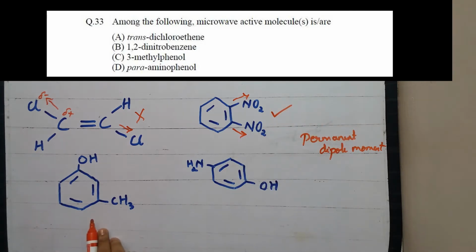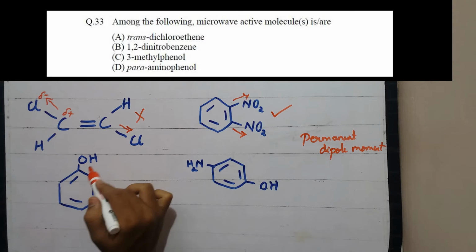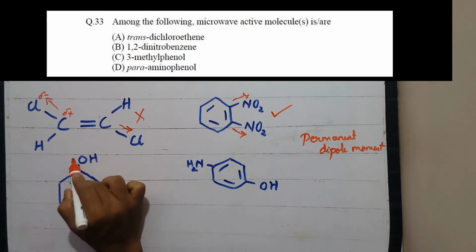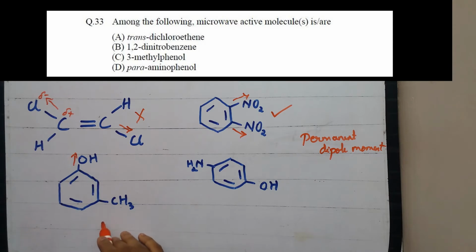Coming to this molecule, the OH, that is 3-methylphenol. This bond is polar due to electronegativity difference. Hence the dipole is acting in this direction. Hence it is microwave active because a permanent dipole moment is present here.